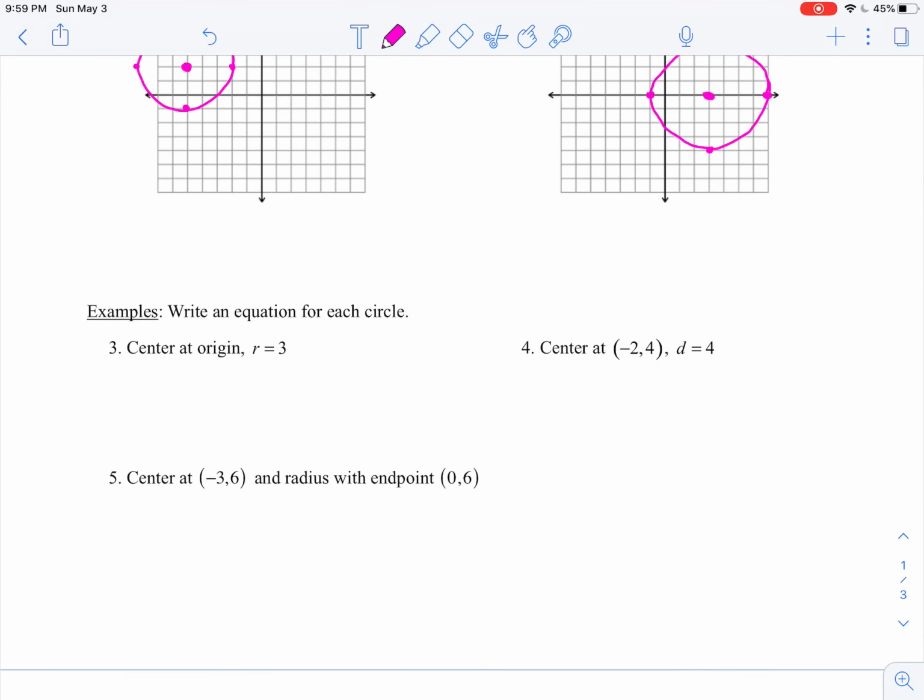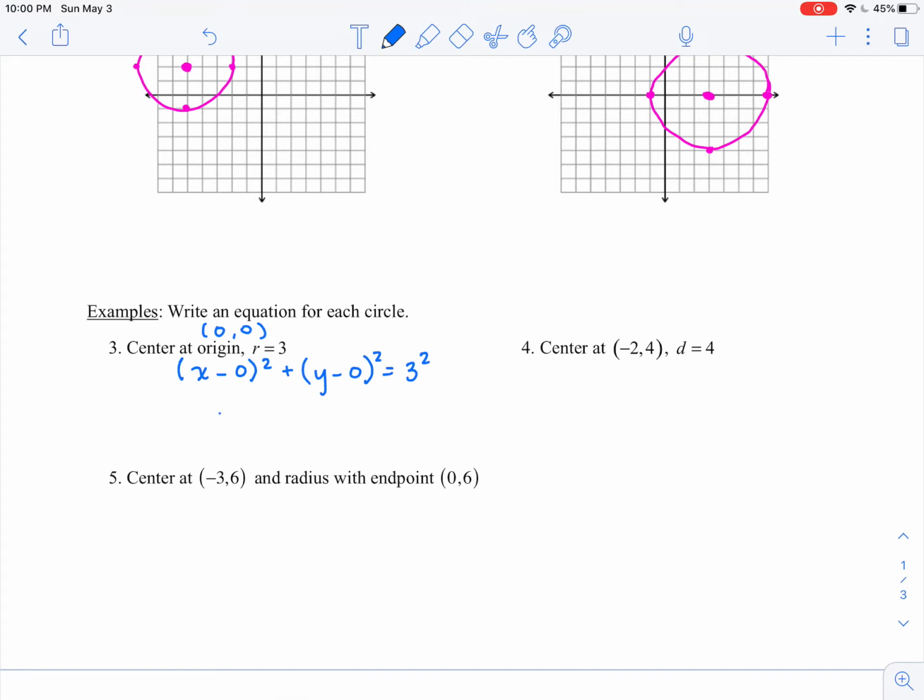So when you take a look at the next set of questions, it just says write the equation for each circle. Question number 3 has a circle with its center at the origin and a radius of 3. So if the center is at the origin, 0, 0, when we plug into the equation of a circle, x minus h, which is the x-coordinate of the center, squared, plus y minus k, so that's also 0, squared, equals the radius squared, so 3 squared.